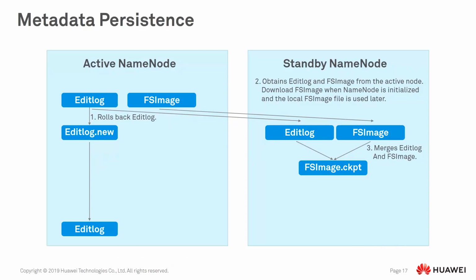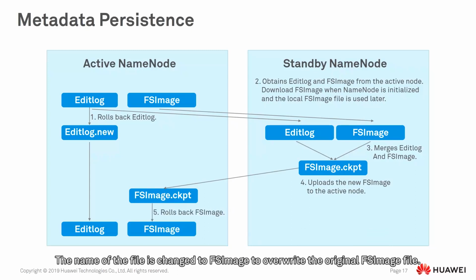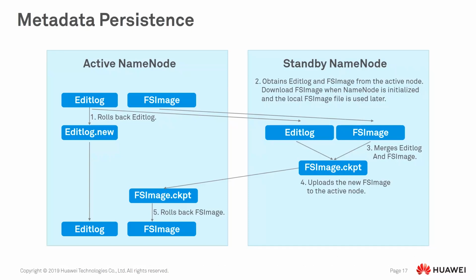fsimage.ckpt. Then, the standby name node uploads the new metadata file to the active name node. The name of the file is changed to fsimage to override the original fsimage file, and the editlog.new file is also renamed as editlog. Name node triggers the metadata persistence operation every hour or when the capacity of editlog is 64 MB.